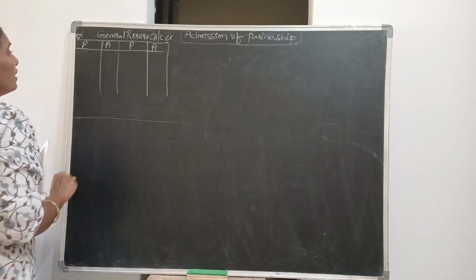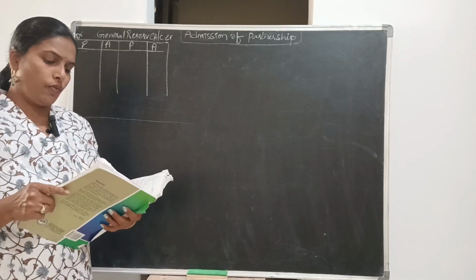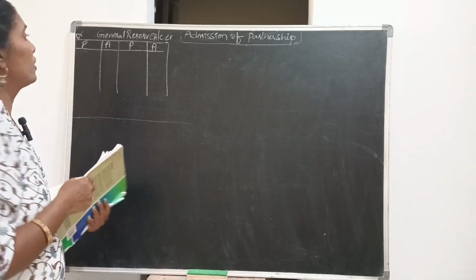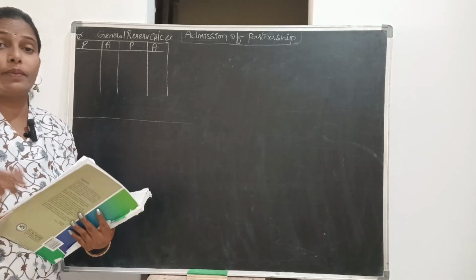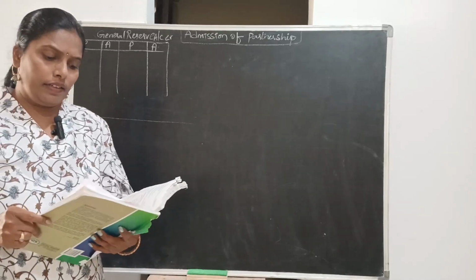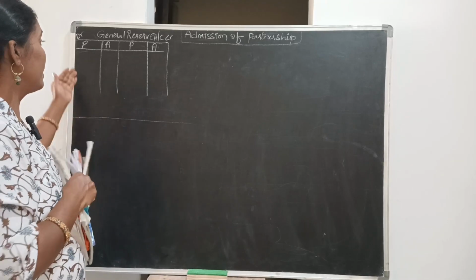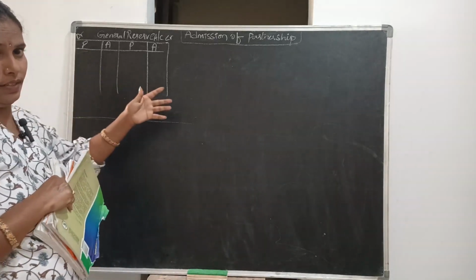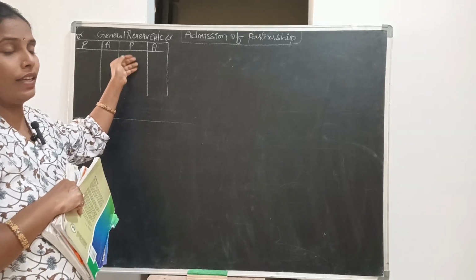Okay. So general reserve. What is the general reserve? 20,000. So general reserve is 20,000. As I told you in our previous class, general reserve is on the liability side. So liability side means left side. Now post that on the opposite side, means right side.